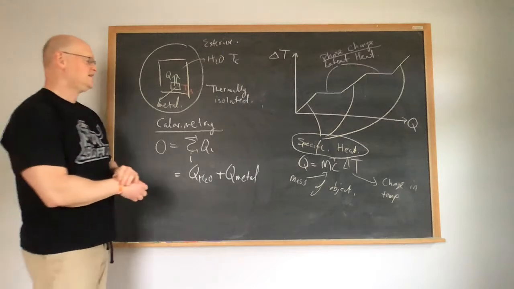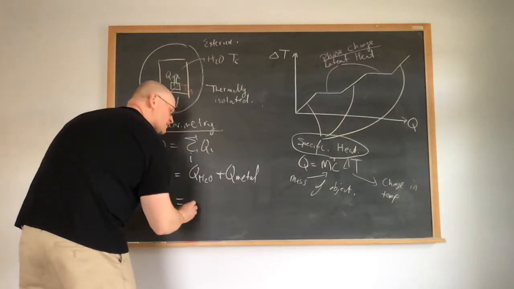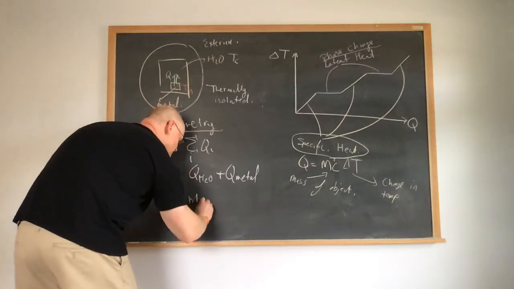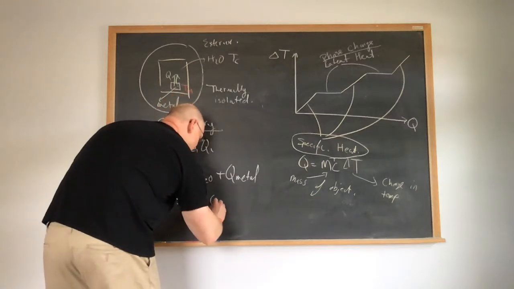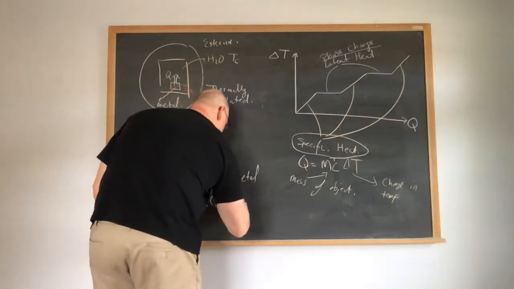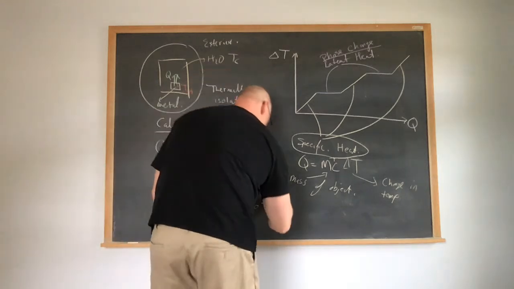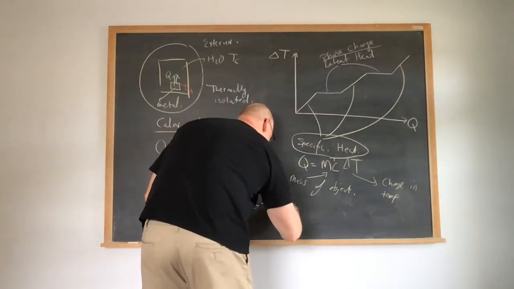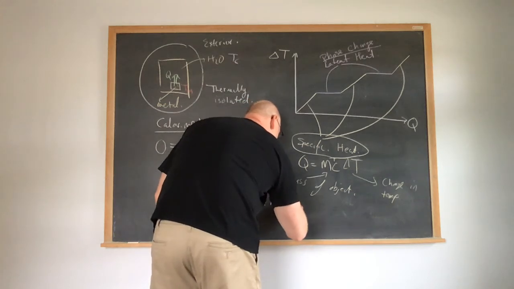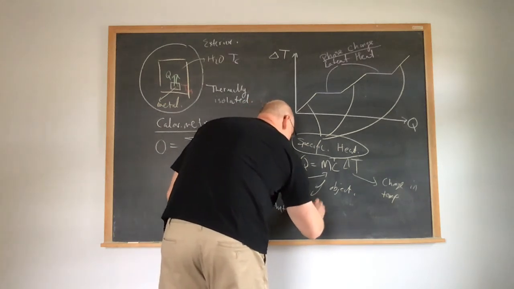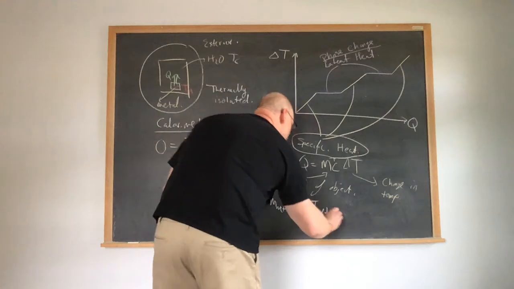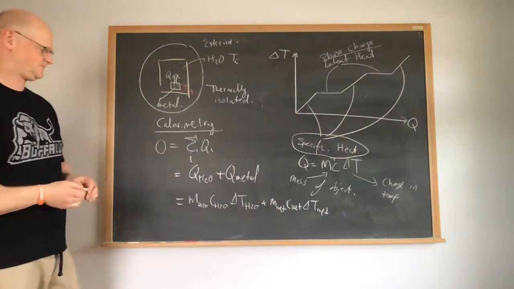Okay? So, in this case, we're simply going to have then the mass of the water times the specific heat of the water times the change in temperature of the water plus the mass of the metal times the specific heat of the metal times the change in temperature of the metal must all simply be equal to 0.